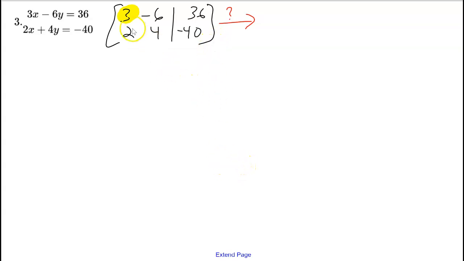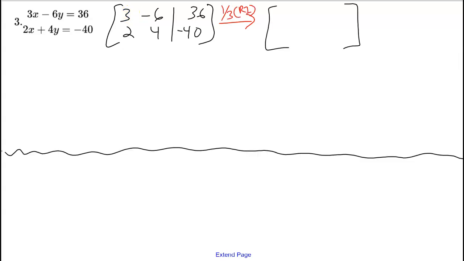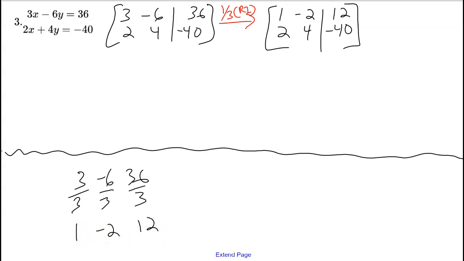All right, and what I want to do is, what can I do to make this 3 turn to 1? I could divide it by 3 or multiply it by 1/3. Just divide this by 3. And notice how these are factors of 3, so it comes out even. That's always nice, right? So 3 divided by 3, -6 divided by 3, and 36 divided by 3 gets me 1, -2, and 12. So that's going to be my new row. Row 1 is going to be 1, -2, and 12. And then in this row, I just wrote the same thing right here.